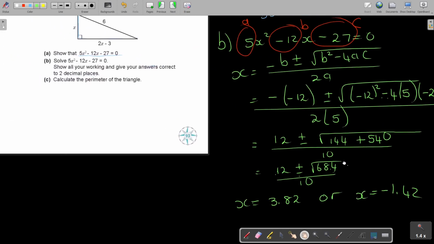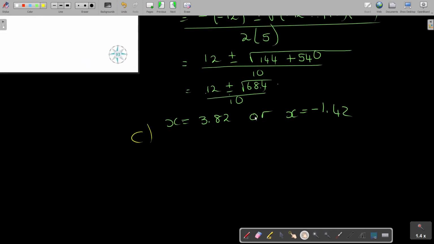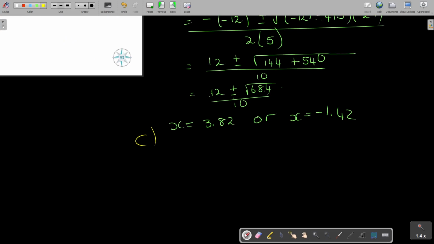Remember, the question just says solve. Please don't say not applicable already. That has nothing to do with it. They will bring in the practical when they come to question C, which says calculate the perimeter of the triangle. At C you can say negative 1.42 is not applicable. Why? Distance cannot be negative. You cannot say the length of this line is negative 2 meters or centimeters.